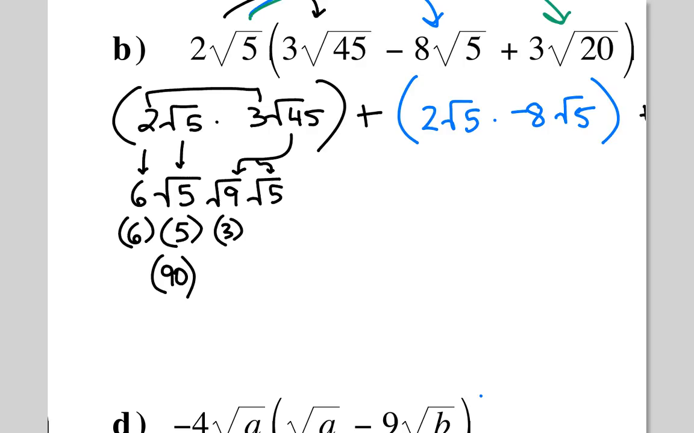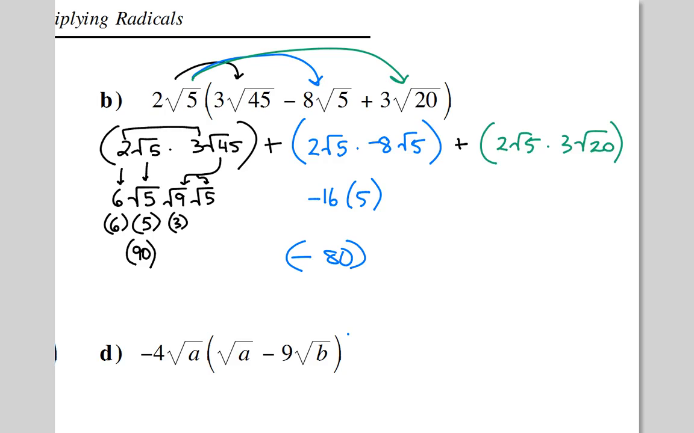Okay, now for the blue ink. So 2 and negative 8 make negative 16. And then root 5 times root 5 make 5. Remember, root x times root x is x. Root 5 times root 5 is 5. And 16 times 5, what's that going to make? 80. So we're going to have this negative 80 here. And remember, we're just going to total all this up. That's all we're doing, totaling it all up.